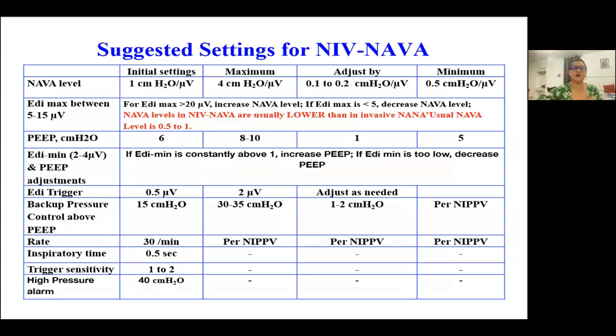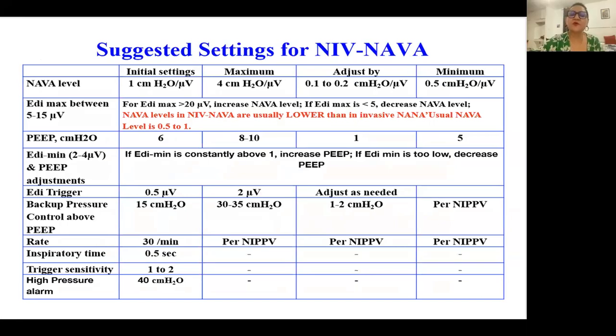So how do you set your NIV NAVA? Usually you will set an initial setting of 1, and the maximum you can go up to is 4, but don't jump to 4. You have to go slowly, 0.1 to 0.2 centimeter water per microvolt. And when you're coming down, you should not go below 0.5.